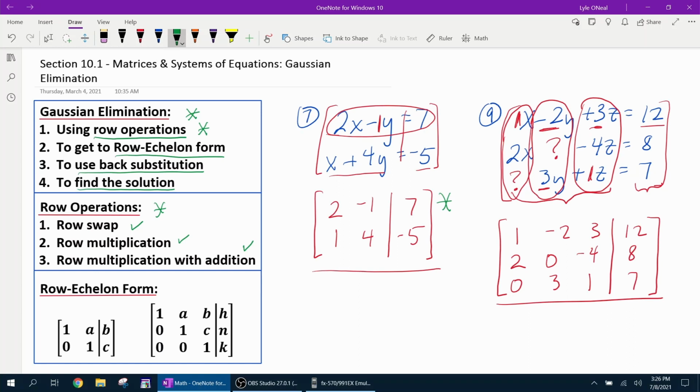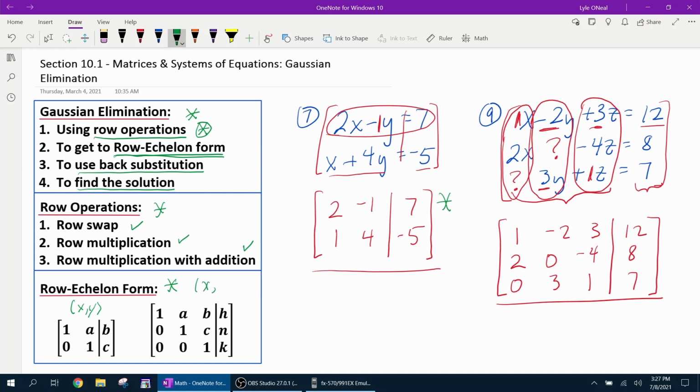The purpose of knowing and using row operations is to get to row echelon form. So down here, I've written examples of row echelon form. What I need you to notice is that these are both matrices. The first one would be for an x comma y, a system of two equations with two unknowns.